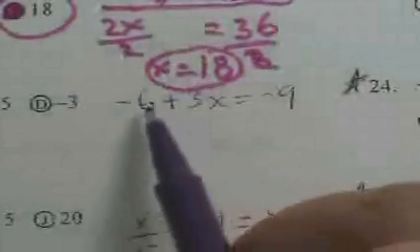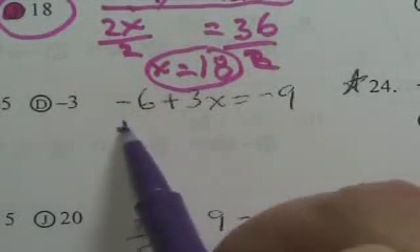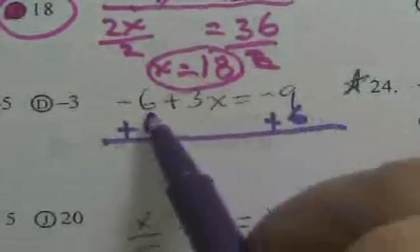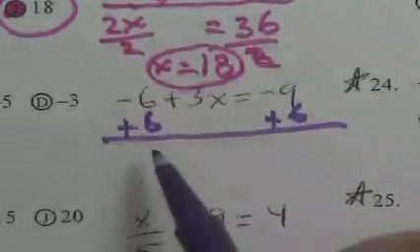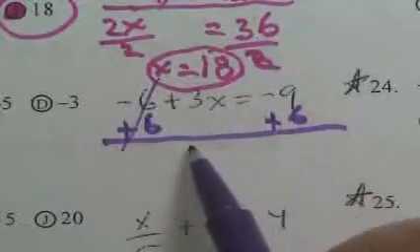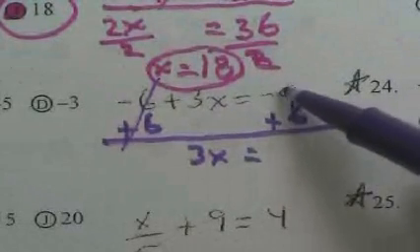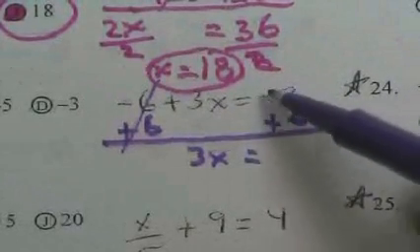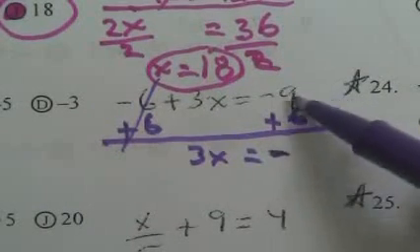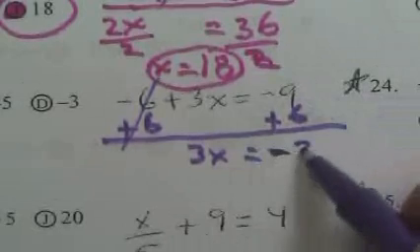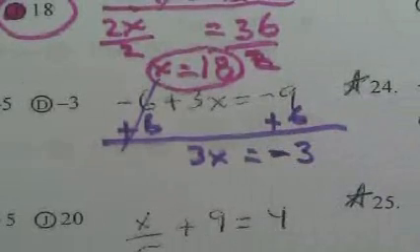The next one, I want to get rid of the minus 6 first, so I add 6. Add 6. Okay, that's gone. You have now 3x equals negative 9 plus 6. Negative 9, there's more negative, so the answer is negative. And they're different signs, so subtract. 9 minus 6, that's 3. And there's more negative, so it's negative 3.